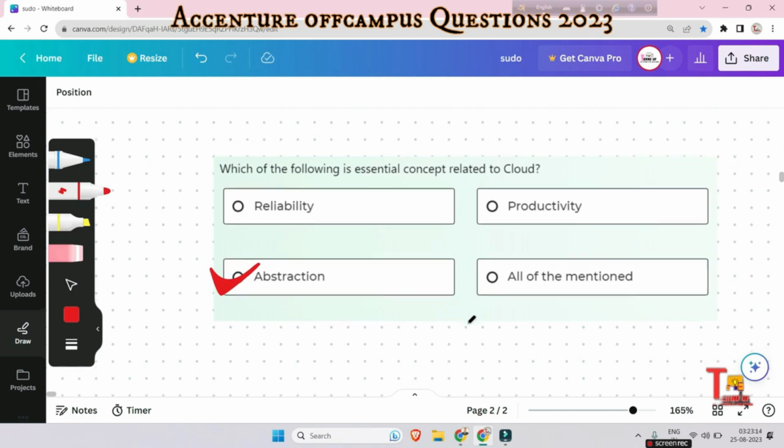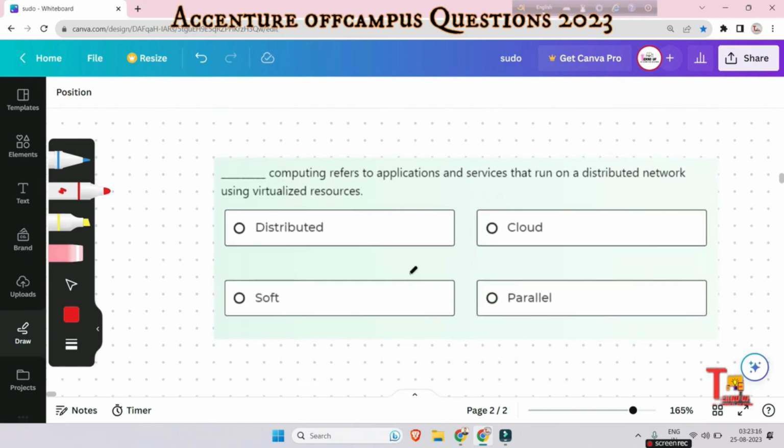Okay, the next question is, dash computing refers to applications and services that run on a distributed network using virtualized resources. So what will be the answer? It is actually cloud computing. The name itself actually fits the blank, right? Cloud computing refers to applications and services that run on a distributed network using virtualized resources, right?